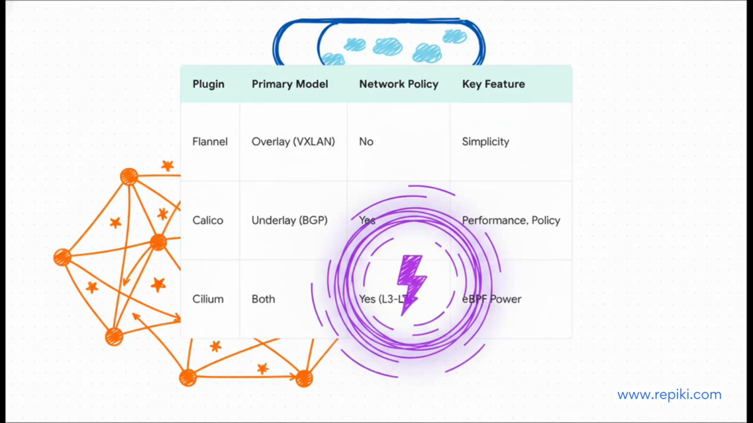And this choice between overlay and underlay is a really key differentiator between CNI plugins. You can see here, Flannel is a classic example of a simple, easy-to-use overlay. Calico is famous for its high-performance underlay that uses BGP. And then you've got these newer plugins like Cilium, which can actually do both and uses some amazing new tech called eBPF to push performance even further.